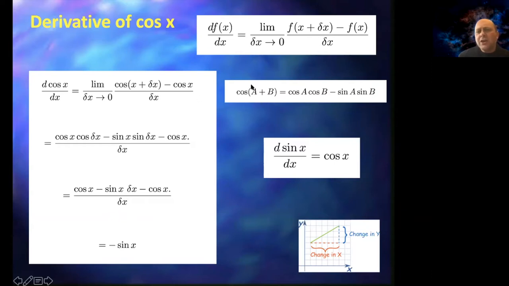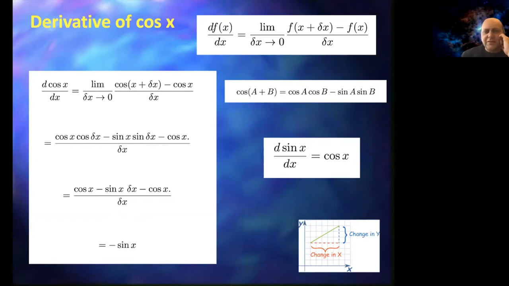All right, so I'm then going to use that on this because it's cos of one thing plus another thing, so I can just do this. And I get cos x cos delta x, minus sine x sine delta x. And then this minus cos x goes along for the ride, and this delta x goes along for the ride. Right. Now I'm going to use the fact that delta x is small.